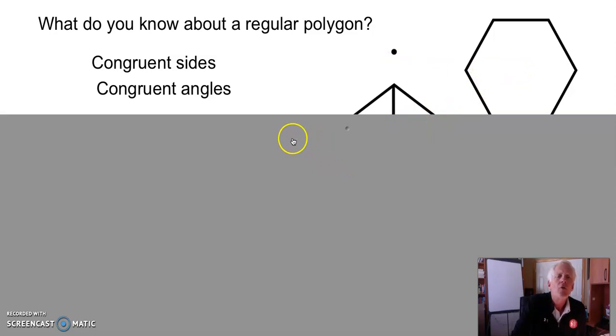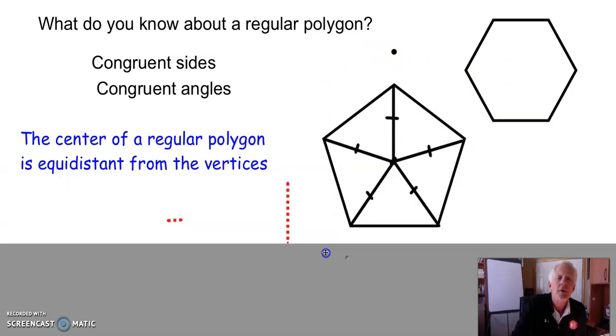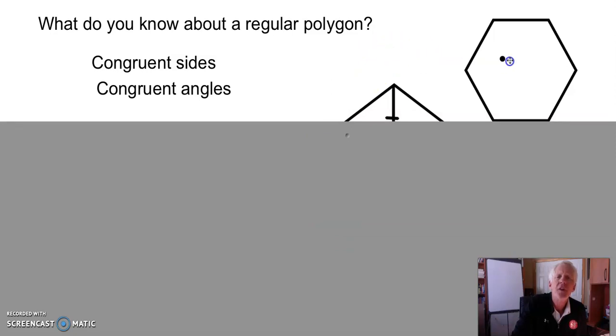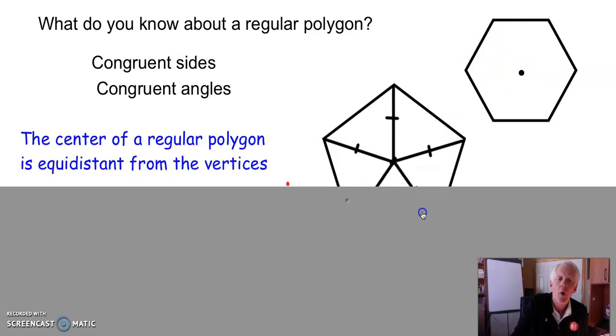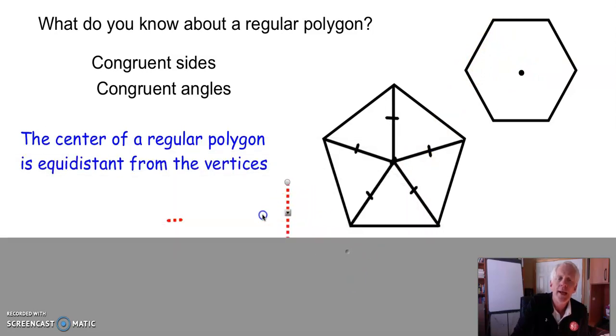Okay, now I got another question for you. What do you think about the center of a polygon? Why would the center of a regular polygon be important? Well, the center of a regular polygon is equidistant from all the vertices. It would look the same distance from all of the vertices. Move this red line out of the way. So there's a different polygon, but same concept. Sides are equal. We find a center, and from the center to the vertices, they are all the same distance.